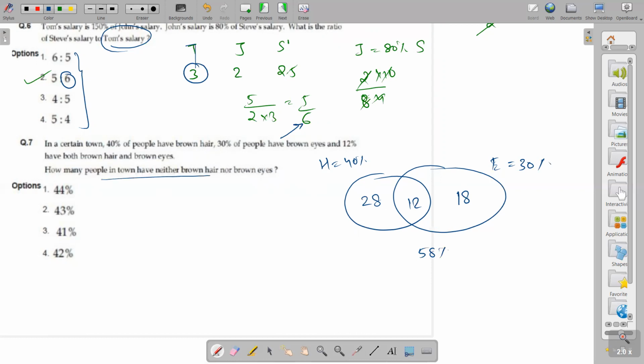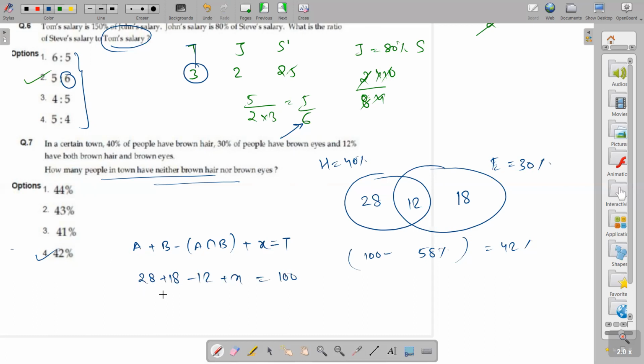So the remaining, how many have neither? 100 minus 58 will have neither. 100 minus 58 is 42%. So 42% is the answer. The formula is A plus B minus A intersection B, plus remaining X, which is equal to total. This is equal to total. So A plus B is 28 plus 18 minus 12 plus X is equal to 100%.